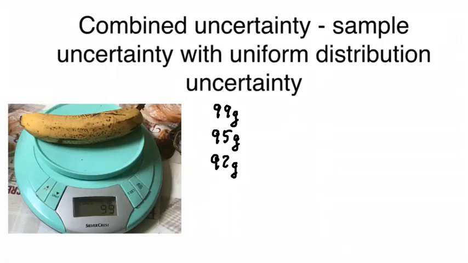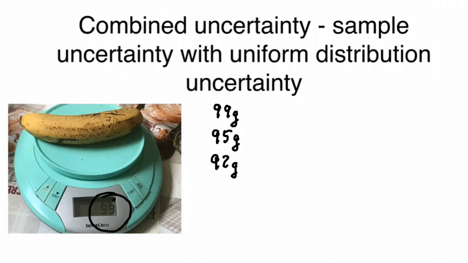So far we have dealt with combined uncertainties when they came from the same distribution. So for example, we had our 3 bananas that we measured, and here are the measurements for the bananas, and we could calculate the sample uncertainty. But we also know that we have another uncertainty here, which comes from the resolution of the kitchen scales.